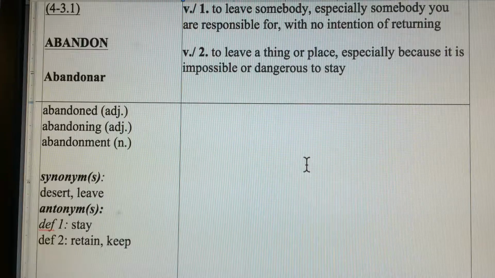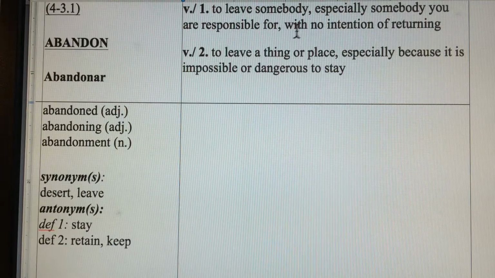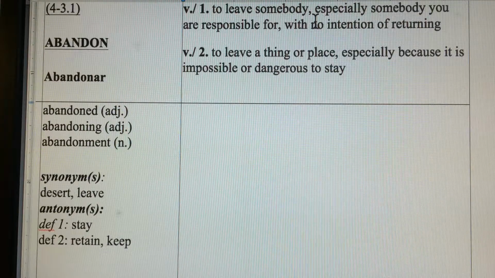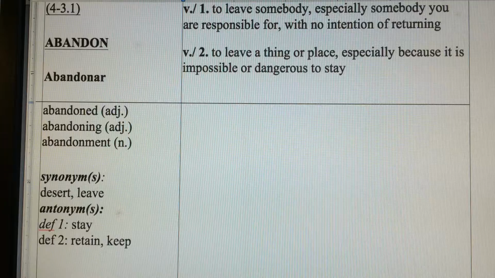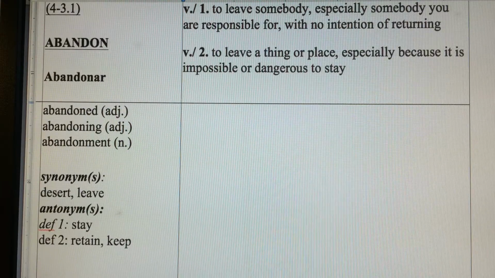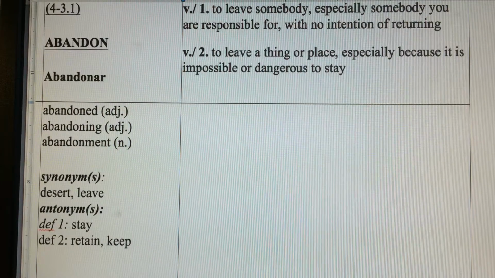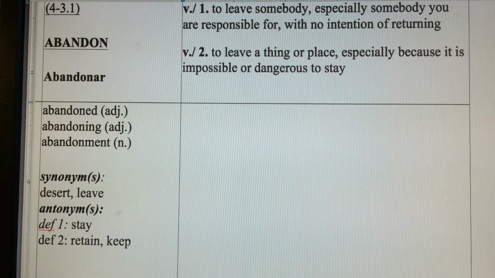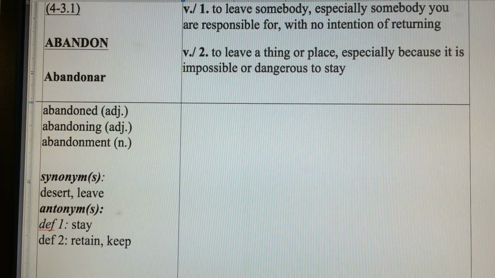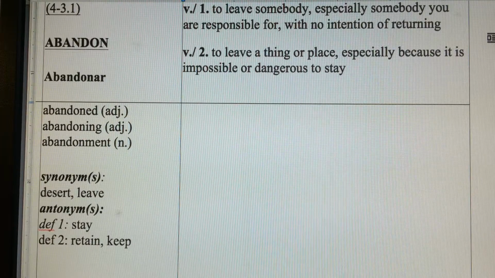And we have 2 different definitions here, but they're basically the same. It's just the intent is different. So the first one is to leave somebody, especially somebody you're responsible for, with no intention of returning. Sometimes we use this word, for example, in the Glass Menagerie, the play that we read last quarter in English 2, the father abandons the family and doesn't come back.